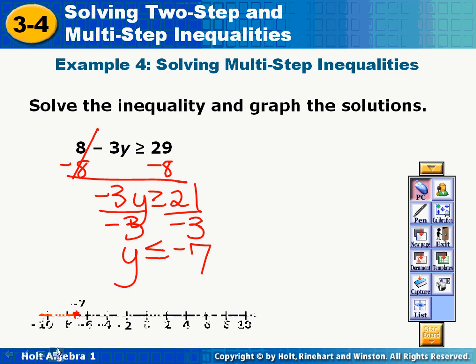Okay, so now draw a number line. I have negative 7 on the number line. Everything is shaded to the left because it is less than. Notice that this negative 7 is filled in.